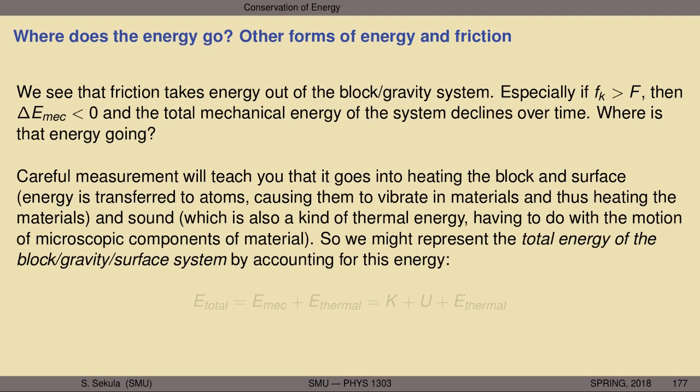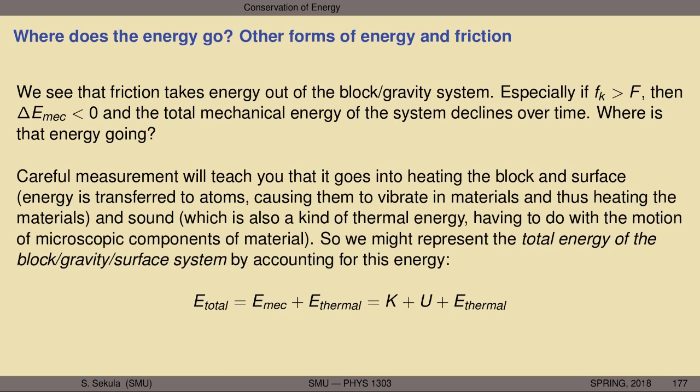So we might represent the total energy of this complicated block gravity surface system by trying to account for this energy, and I'm going to write it as follows, that the total energy of the system is not just the mechanical energy, because that gets sapped away by friction, for instance. But in addition, there's this other kind of energy, this energy of the internal motion of the material. Its parts start getting jiggled around by collisions. I'll call that thermal energy. And so really, the total energy of this system, considering the surface, the block, me pulling on it, and the friction force, is the kinetic energy plus the potential energy plus the thermal energy at any given moment in time.